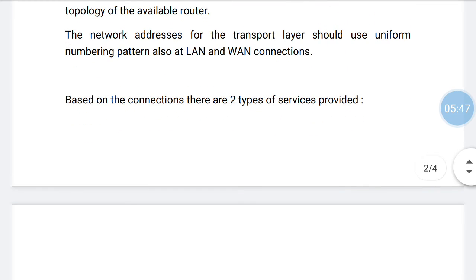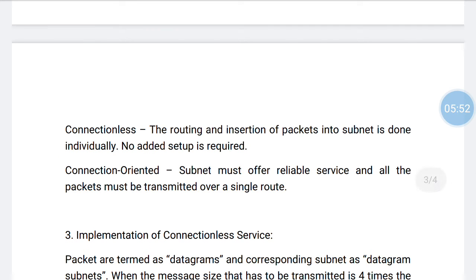Now, based on the connection, there are two types of services provided: connectionless and connection oriented. In connectionless routing, the insertion of packets into the subnet is done individually. No advance setup is required. In connection oriented routing, the subnet must offer reliable service, and all the packets must be transmitted over a single route.